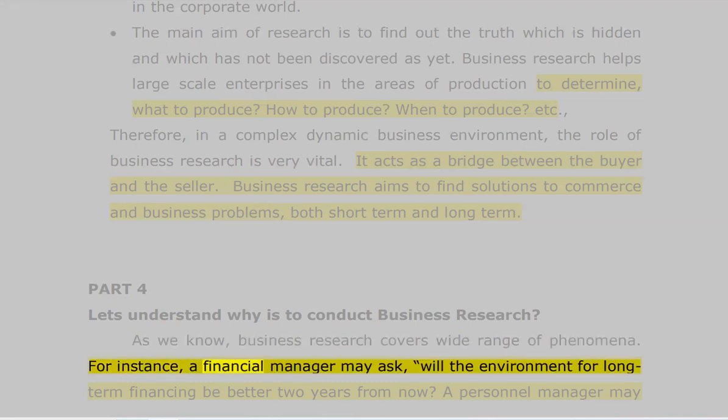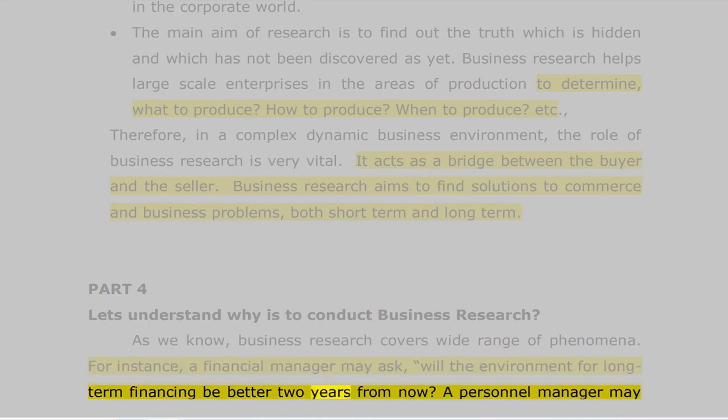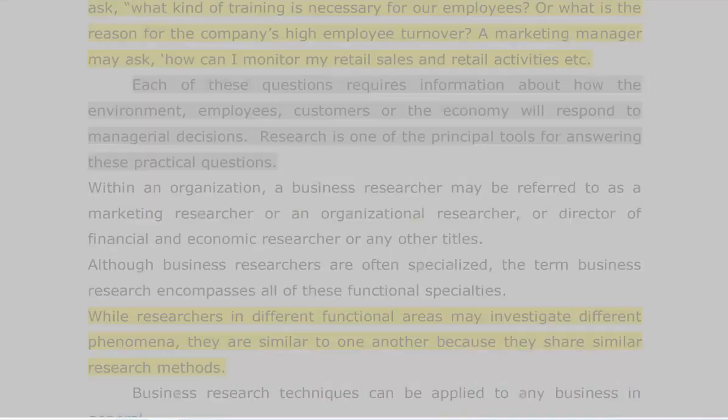For instance, a financial manager may ask, will the environment for long-term financing be better 2 years from now? A personnel manager may ask, what kind of training is necessary for our employees? Or what is the reason for the company's high employee turnover? A marketing manager may ask, how can I monitor my retail sales and retail activities, etc.? Each of these questions requires information about how the environment, employees, customers, or the economy will respond to managerial decisions.